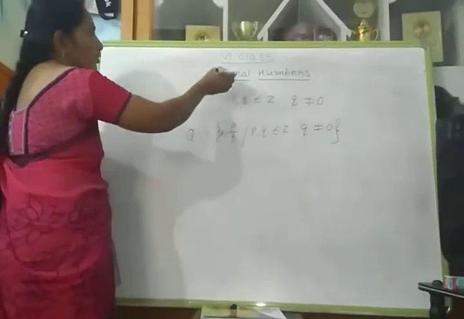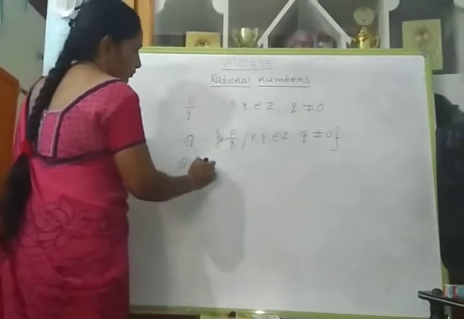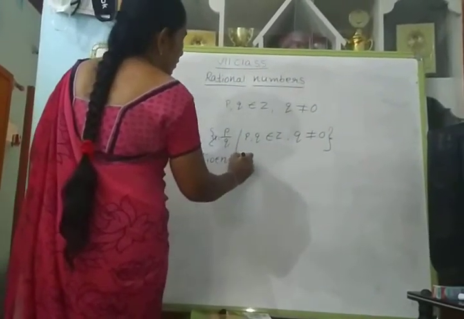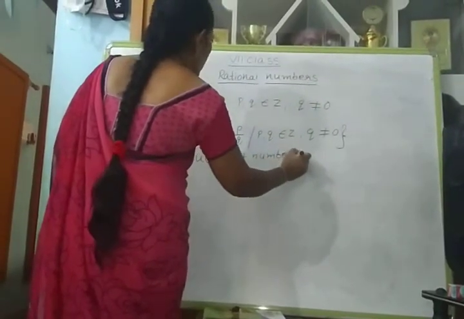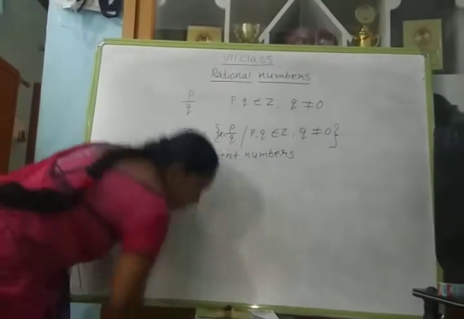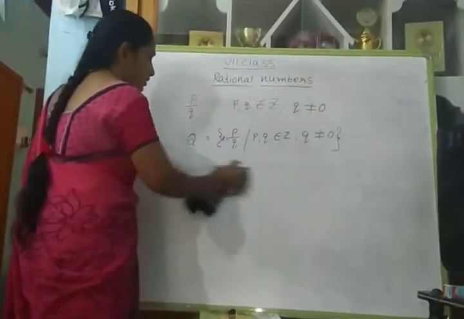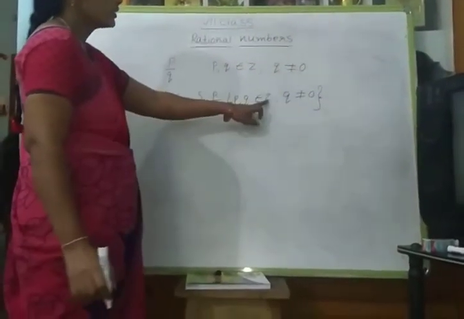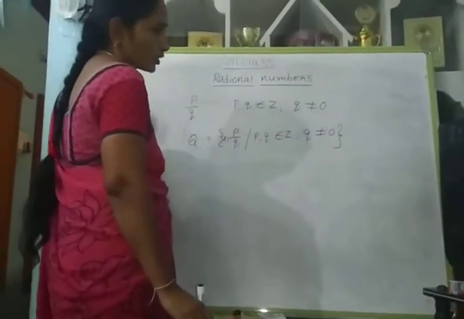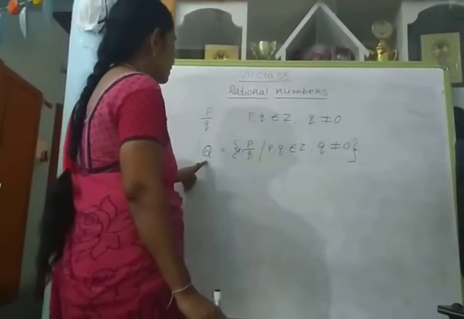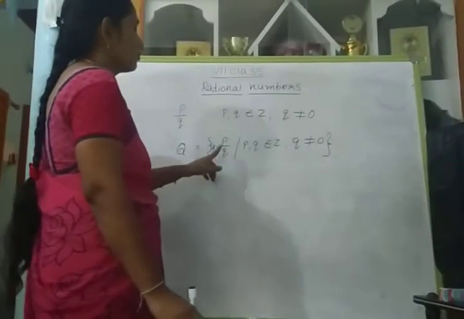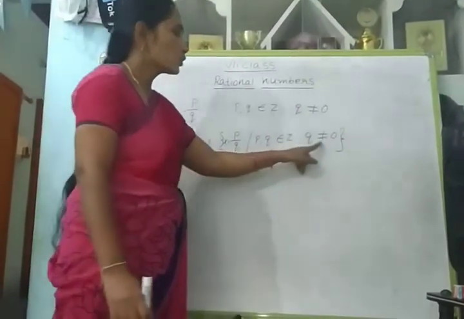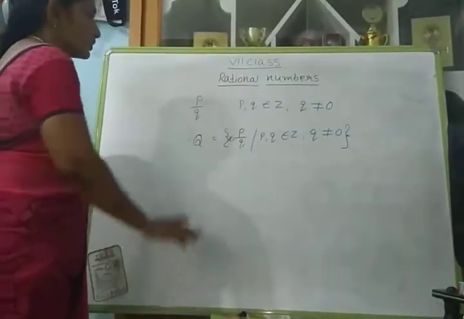Rational numbers are also called quotient numbers. That's why rational numbers are denoted by capital Q. So set of integers Z, set of whole numbers W, set of natural numbers N. The set of rational numbers is denoted by Q, which are in the form of p by q, where p, q belong to Z, meaning p, q are integers, and q is not equal to 0. So these are called rational numbers.